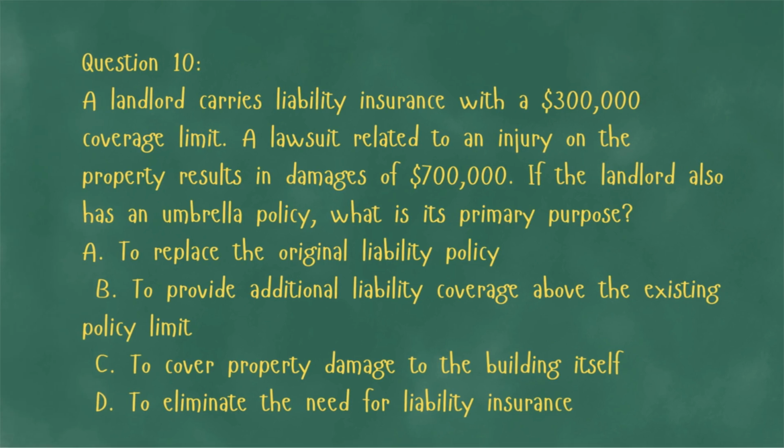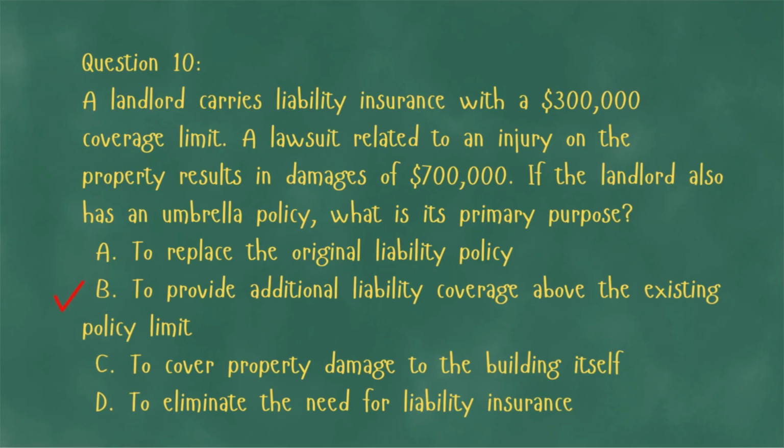Question 10. A landlord carries liability insurance with a $300,000 coverage limit. A lawsuit related to an injury on the property results in damages of $700,000. If the landlord also has an umbrella policy, what is its primary purpose? A. To replace the original liability policy. B. To provide additional liability coverage above the existing policy limit. C. To cover property damage to the building itself. D. To eliminate the need for liability insurance. The answer is B. To provide additional liability coverage above the existing policy limit.